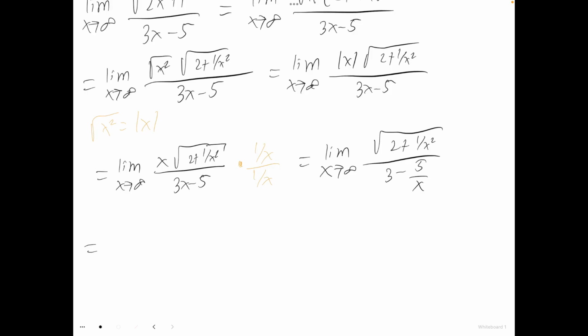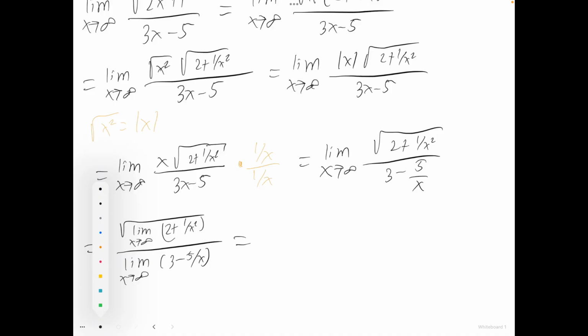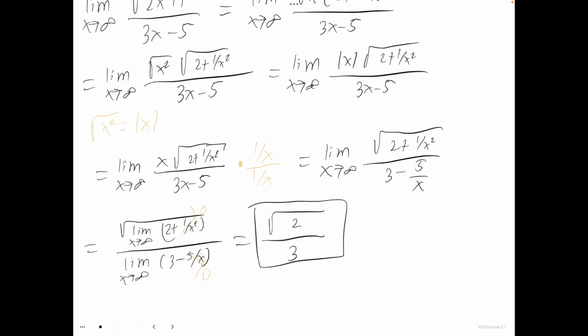And so this then equals the square root of the limit as x goes to infinity of 2 plus 1 over x squared, divided by the limit as x goes to infinity of 3 minus 5 over x. And so doing our trick from before, 1 over x squared goes to 0, 5 over x goes to 0. And so we are left with the square root of just 2 over 3. And so that's the final answer. We get the square root of 2 over 3 as our limit in this case.